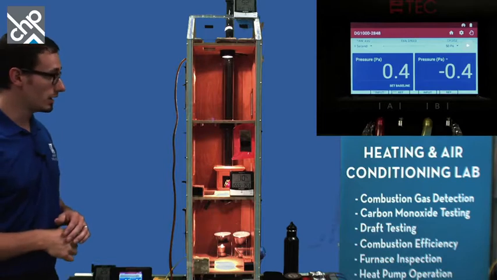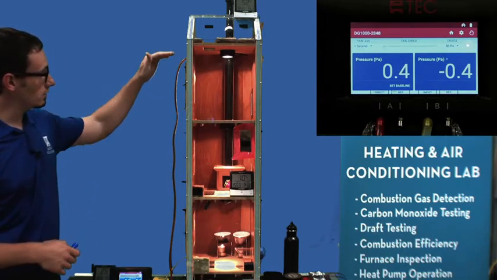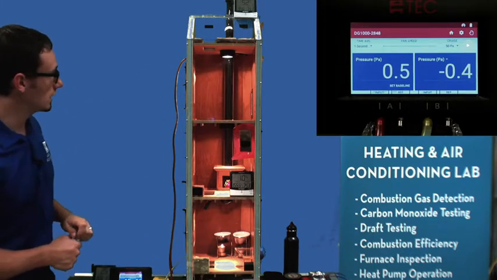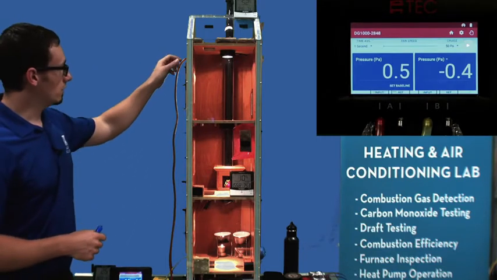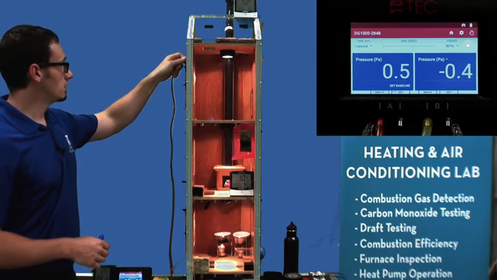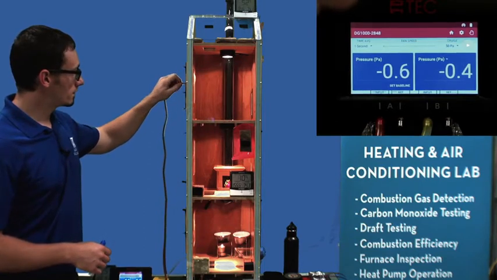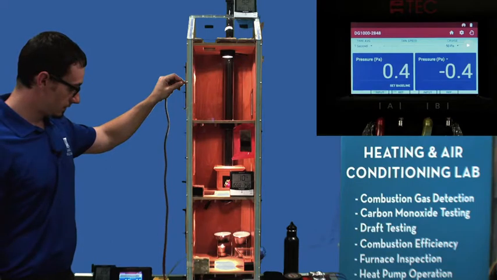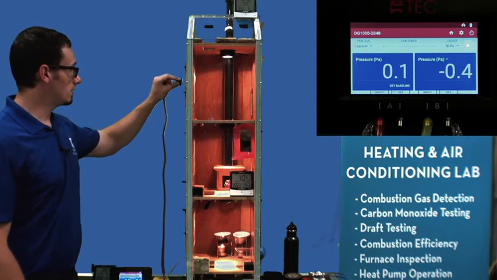I've got my manometer here. I'm measuring pressure inside the house at those locations. So channel A is hooked up to the top, channel B is hooked up to the bottom. I'm going to focus on channel A, and I'm just going to move down the house. Up here at the top, I've got a positive 0.4. Move down. Next pressure, positive 0.3. Move down again.